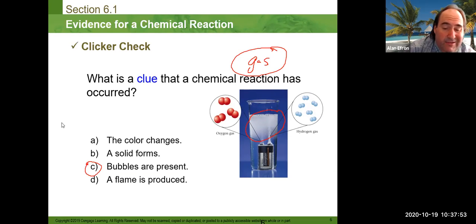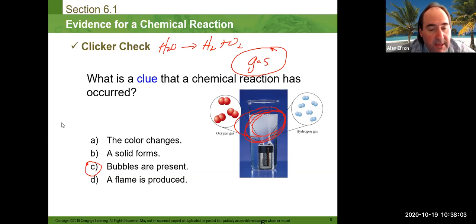What we're seeing here, we're actually taking liquid water and breaking it apart into hydrogen gas and oxygen gas. And again, that is the bubbles that we are seeing happening here in this particular reaction. Again, we're kind of breaking the reaction into its elements in that particular case.